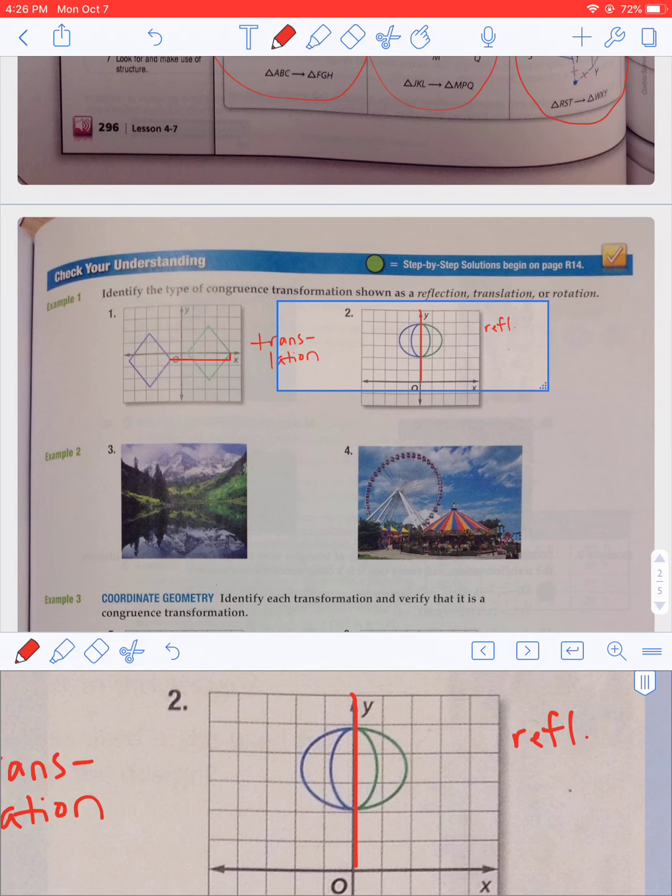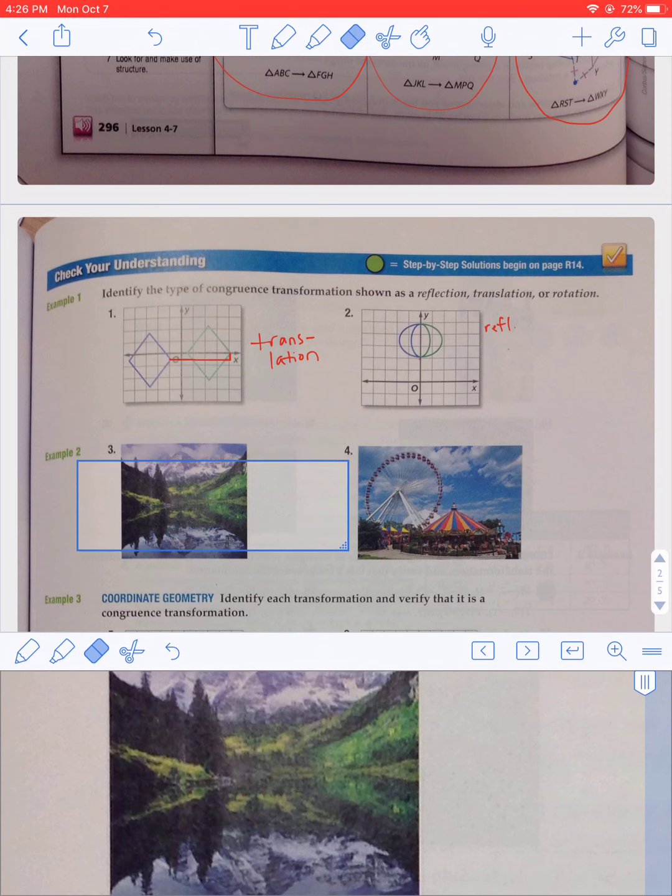Like this point here is exactly the same distance from this red line as this point is over here, okay? Or if you pick this point, it is exactly the same distance from this line as that point straight across from it. It's very symmetric, okay? So just keep that in mind. So that one's a good example of a reflection.